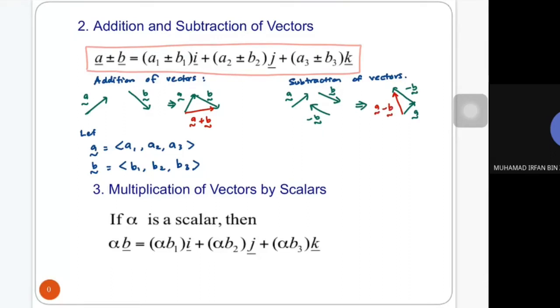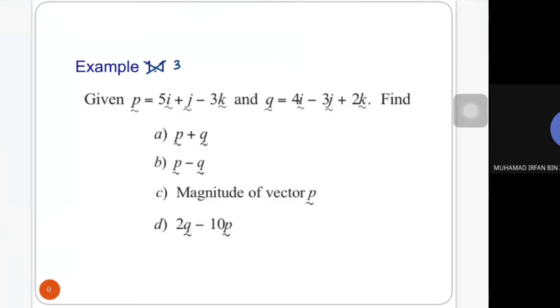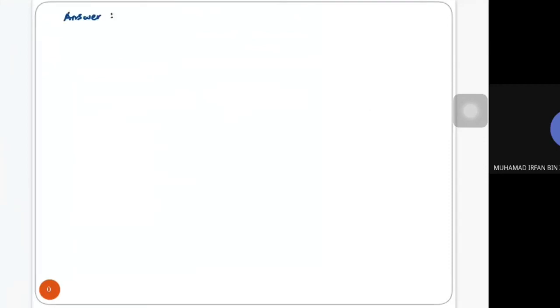So now let's move to multiplication of vectors by a scalar. If alpha is a scalar, then for alpha B, you just multiply each of the components with this scalar alpha. Okay, let's try this example. Given P and Q, find P plus Q, P minus Q, the magnitude of vector P, and 2Q minus 10P. So you have your P as 5, 1, negative 3, and your Q as 4, negative 3, 2.